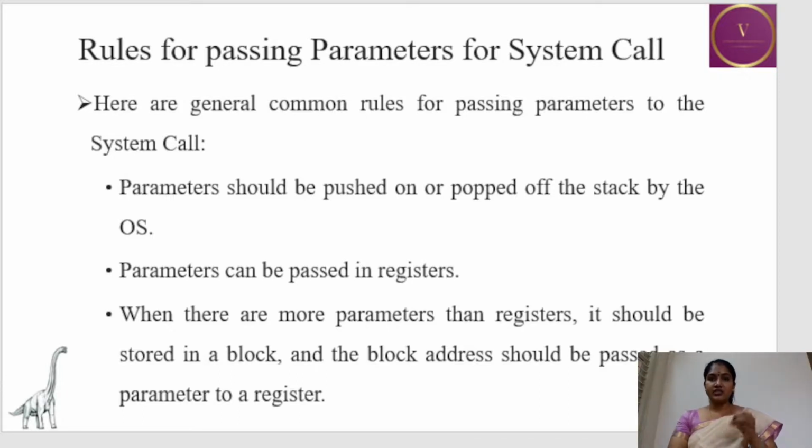So there are three things: either you can send the parameter in the register, or you can use the stack method, or you can store all the parameters in a block or table, then use the address of the block and send it as a parameter in the register. So these are the three general rules of passing parameters for a system call.